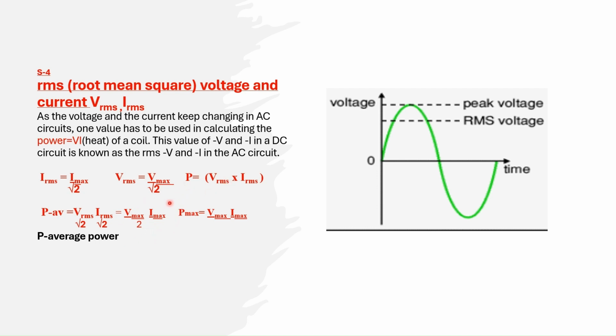So power equals V times I, those are RMS values. But if it is a maximum value, we have to divide this by 2. If you want the maximum power, then V maximum times I maximum. So that is a very simple idea. Let's go to the next one.